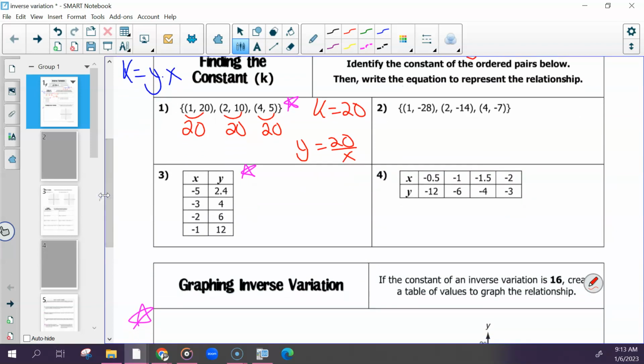Let's do 3. Same thing, multiply your values together. Someone multiply -5 and 2.4, tell me what you get. I'm assuming it's going to be -12. So since all of these have the same k value, we would write this as y equals -12 over x. Questions on that?